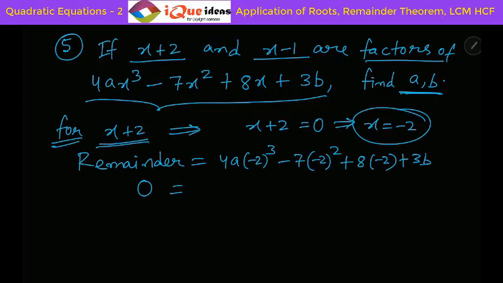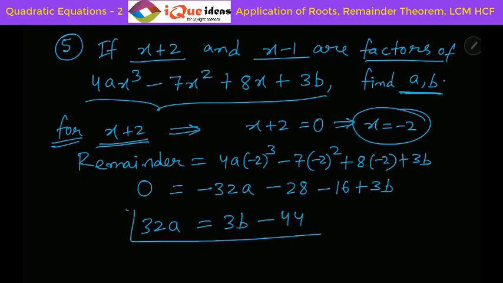So 0 is equal to, if you simplify, minus 2 cube is minus 8, minus 8 into 4 is minus 32. So it is minus 32a minus 7 into 4 is 28 plus 8 into minus 2 is minus 16 plus 3b. Right? So let's bring 32a to the left hand side. So it is 32a is equal to 3b minus 28 and 16 together will be 44. Right? So this is one equation that we get from here.